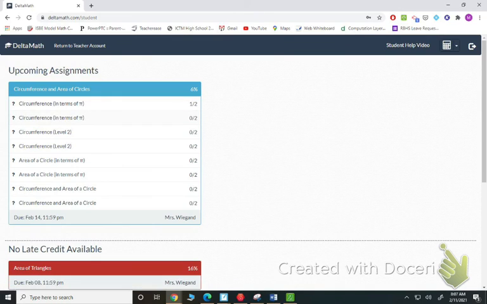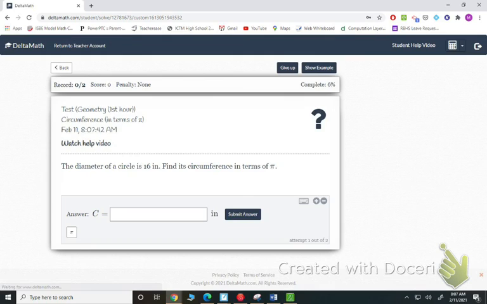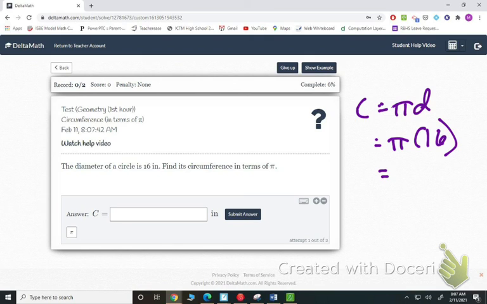Okay, so next we're going to do a different one, the second one here, circumference in terms of pi. This time they gave us diameter, and we want to find circumference. Well, remember there are two possible formulas for circumference. One of them is just pi times diameter. So if I know the diameter is 16, I'm just going to do pi times 16. And if I write it, I'm going to write it as 16 pi.